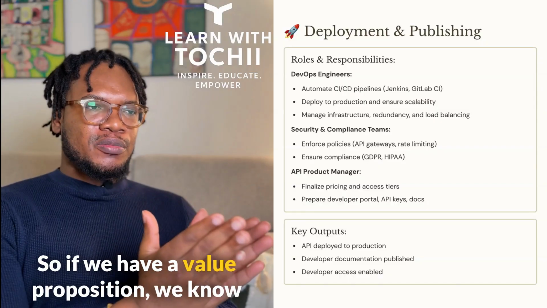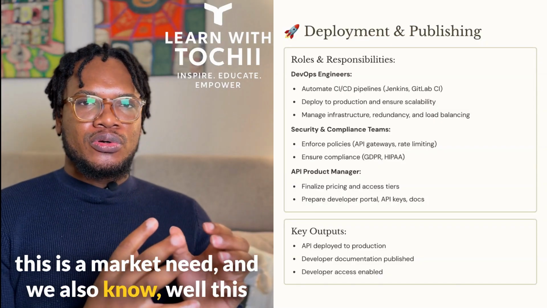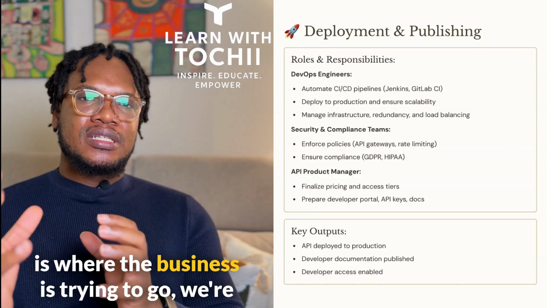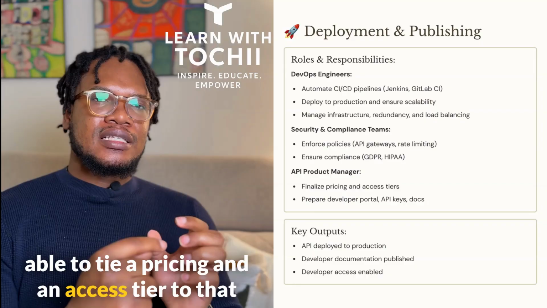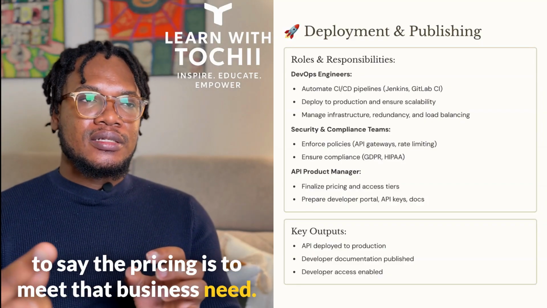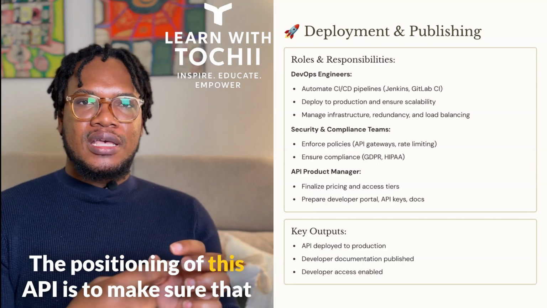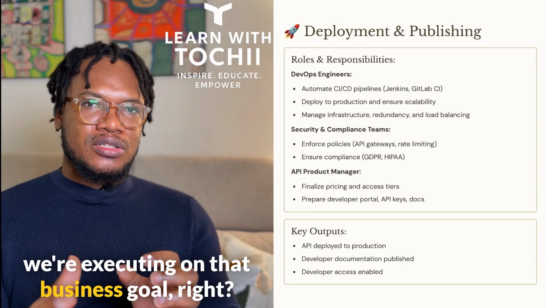So if we have a value proposition, we know this is a market need, and we also know this is where the business is trying to go. We're able to tie a pricing and an access tier to that, to say the pricing is to meet that business need, and the positioning of this API is to make sure that we're executing on that business goal.